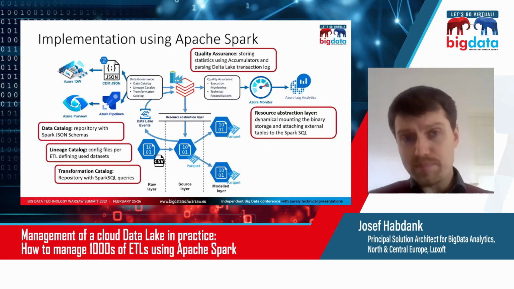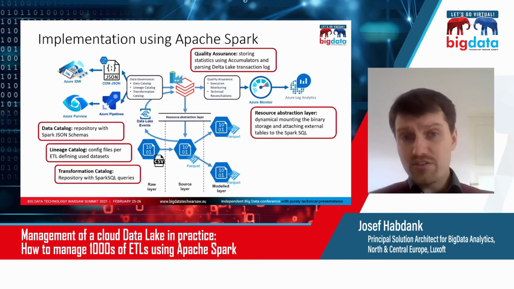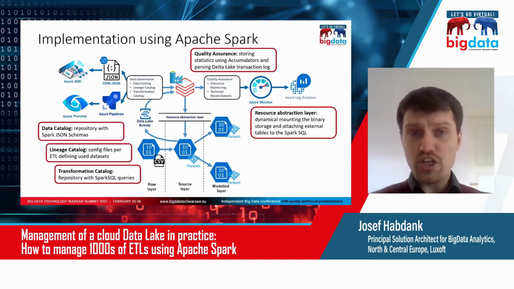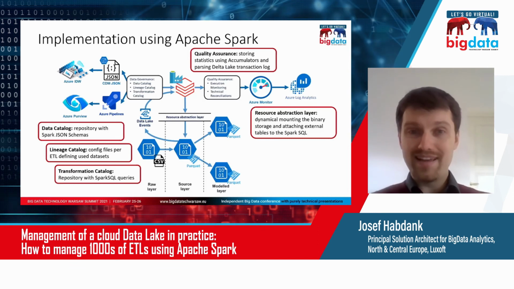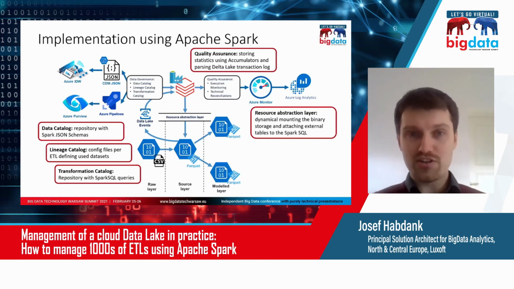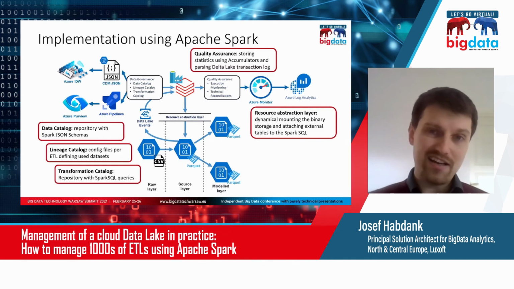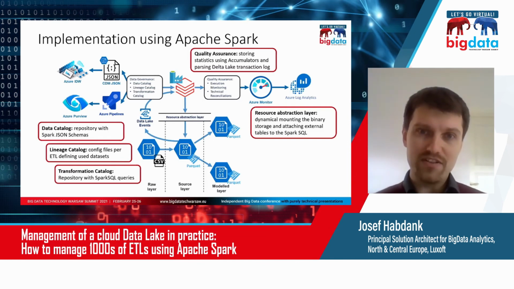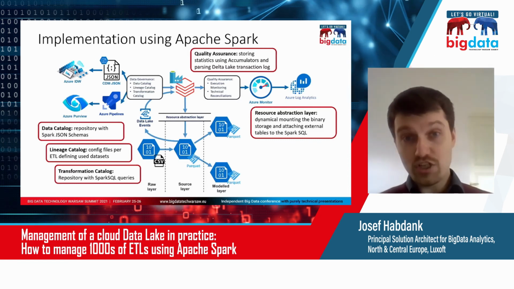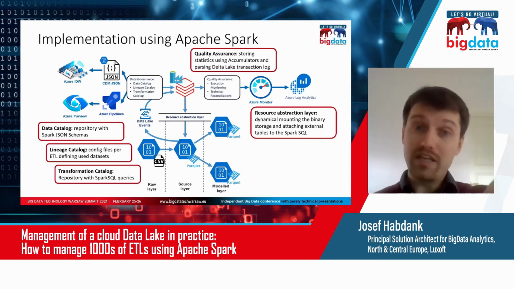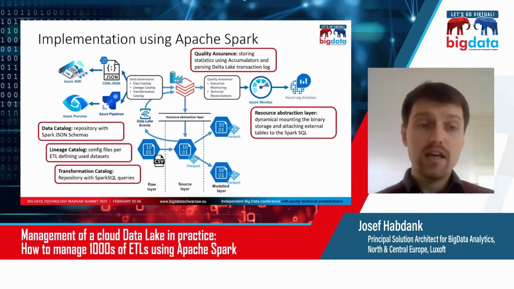So data catalog abstraction, for example. Spark already has a built-in JSON schema export functionality, so we use that to build the catalog abstraction. We simply export all the data sets, the data frames that we have in Spark, into JSON schema, which is stored as JSON, and that's our abstraction that we can later export to other catalogs.